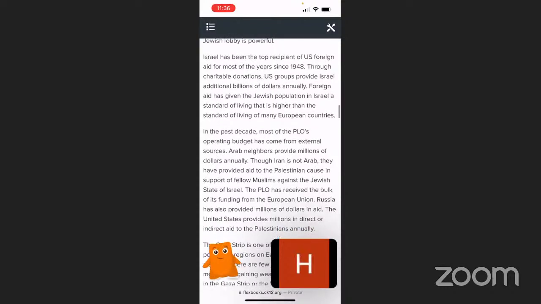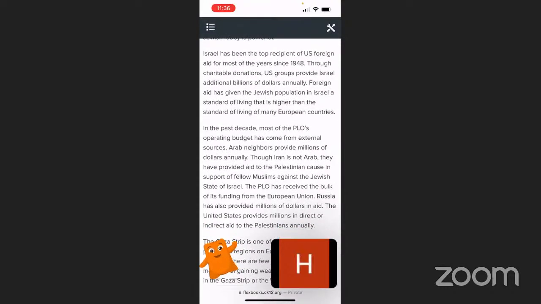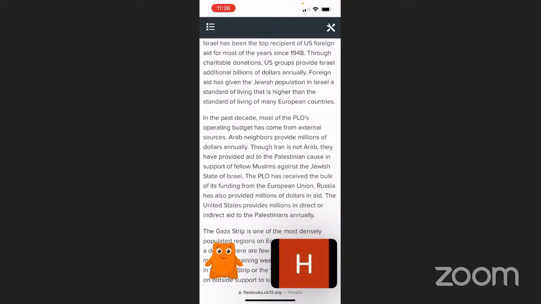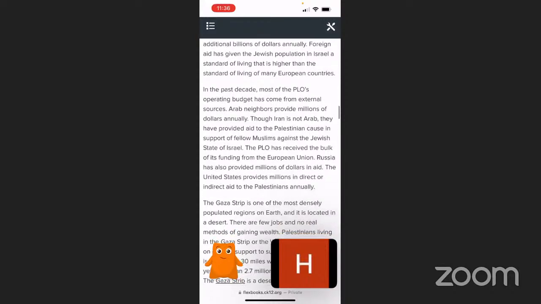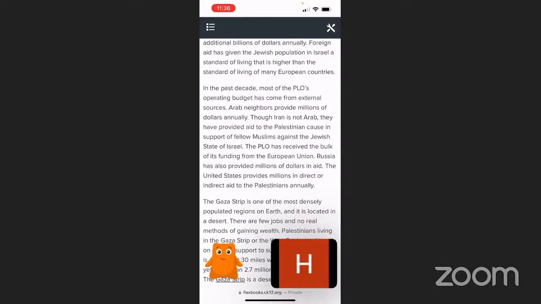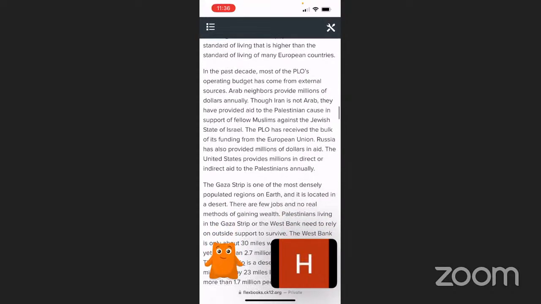Israel has been the top recipient of U.S. foreign aid for most of the years since 1948. Through charitable donations, U.S. groups provide Israel additional billions of dollars annually. Foreign aid has given the Jewish population in Israel a standard of living that is higher than the standard of living of many European countries.